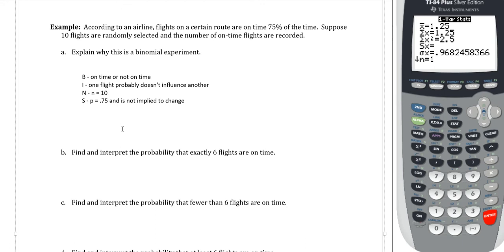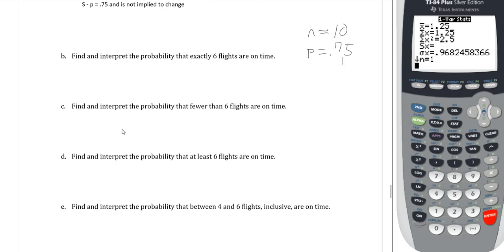Note that I didn't need to go too in-depth with each of these. However, you do need to explain them. Do not just write down the word binomial. That is not enough as an explanation, and most of the time we do not count that at all as credit. So do not just write the word binomial. Make sure you can explain it. So here we have N is 10 flights. The probability of success is 0.75. We're going to be using that for the next few questions.